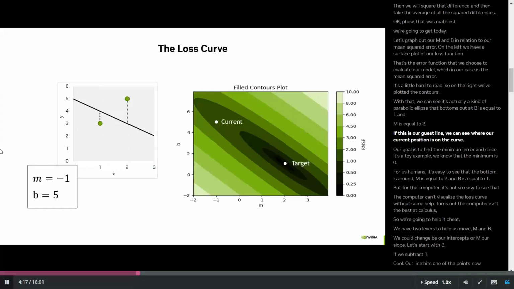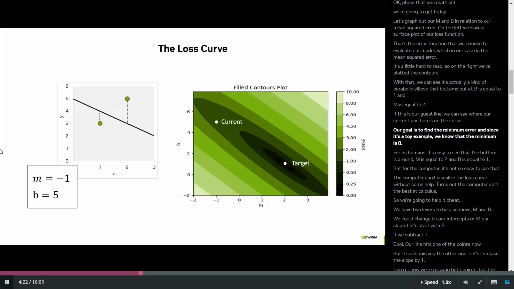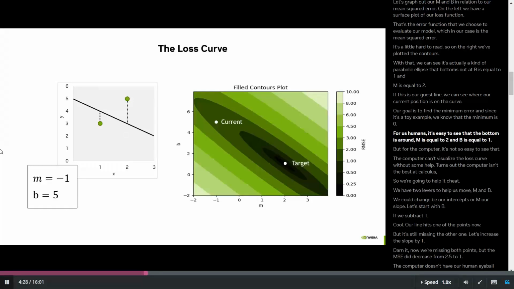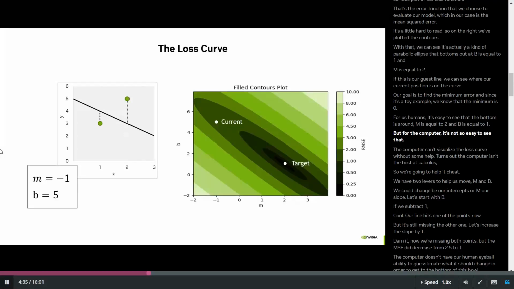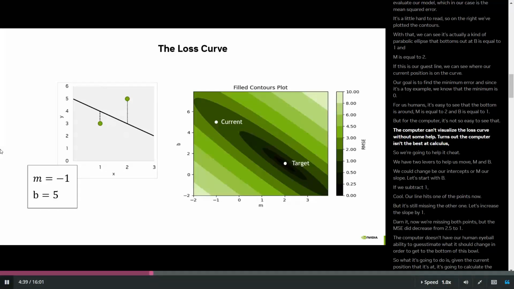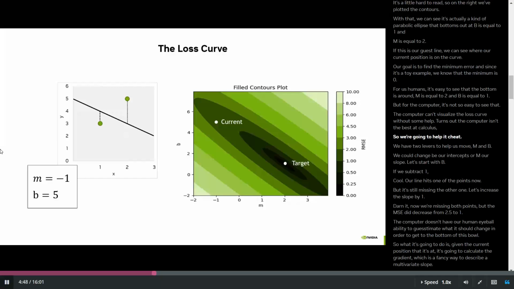If this is our guessed line, we can see where our current position is on the curve. Our goal is to find the minimum error, and since it's a toy example, we know that the minimum is 0. For us humans, it's easy to see that the bottom is around m is equal to 2 and b is equal to 1. But for the computer, it's not so easy to see that. The computer can't visualize the loss curve without some help. Turns out the computer isn't the best at calculus, so we're going to help it cheat.